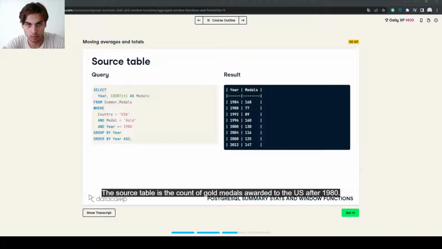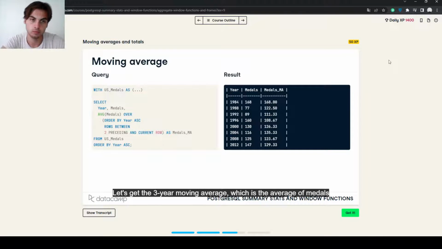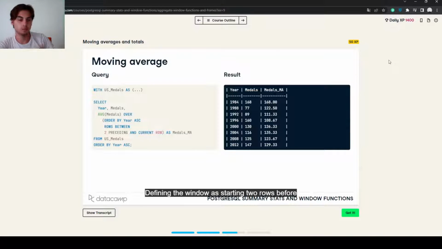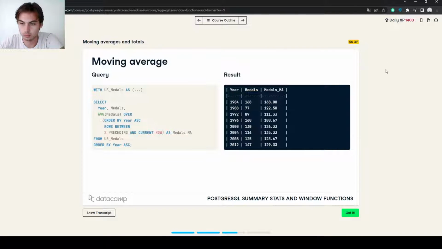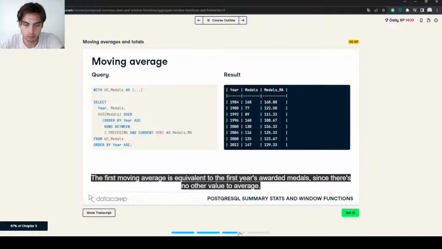The source table is the count of gold medals awarded to the US after 1980. Let's get the 3-year moving average, which is the average of medals earned in the last 2 and current sets of Olympic Games for each year. Defining the window as starting 2 rows before the current row and ending at the current row, will pass as input these 3 rows to the average function. The first moving average is equivalent to the first year's awarded medals, since there's no other value to average.